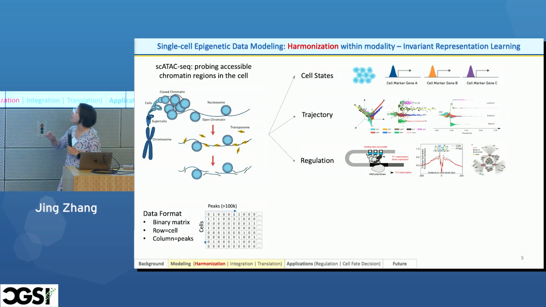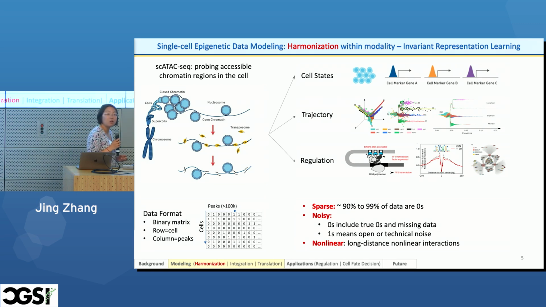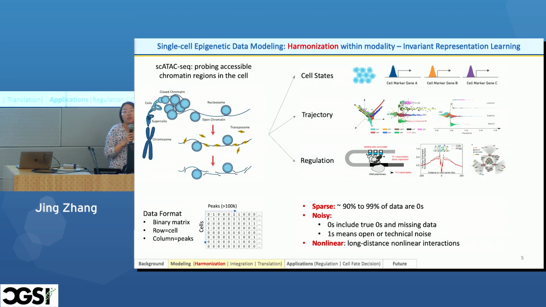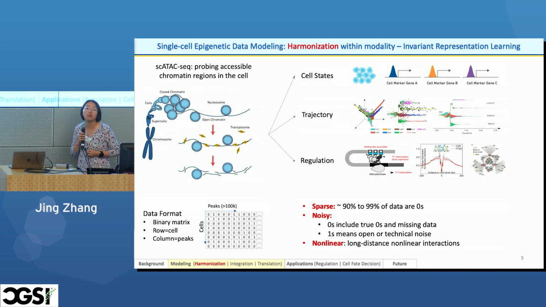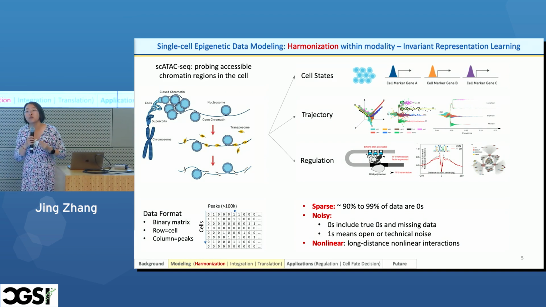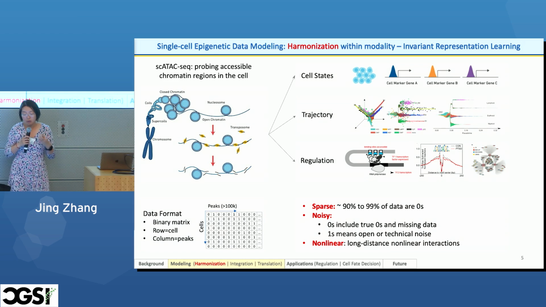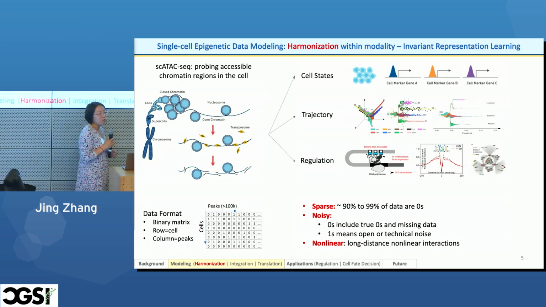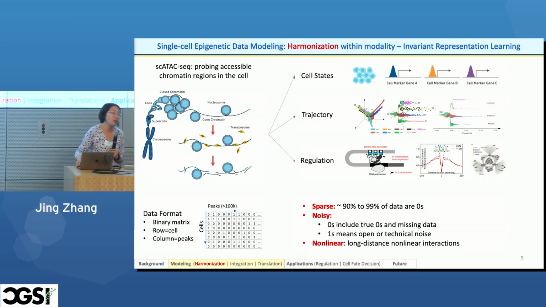Basically, we are given almost a binary matrix, right? With the rows representing cells and the columns representing different regions in the genome. And this data is very difficult to deal with because it's very noisy. It's sparse because we only have very limited DNA to profile the open chromatin regions. And in the 3D genome, those features usually interact in a nonlinear way. So how do we deal with such data?